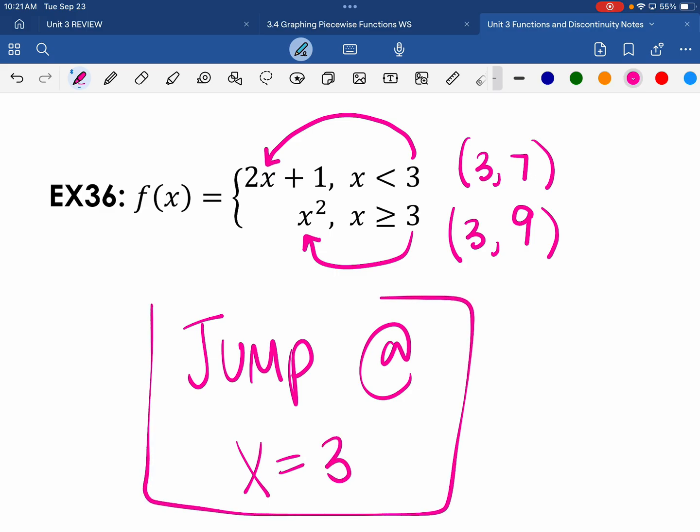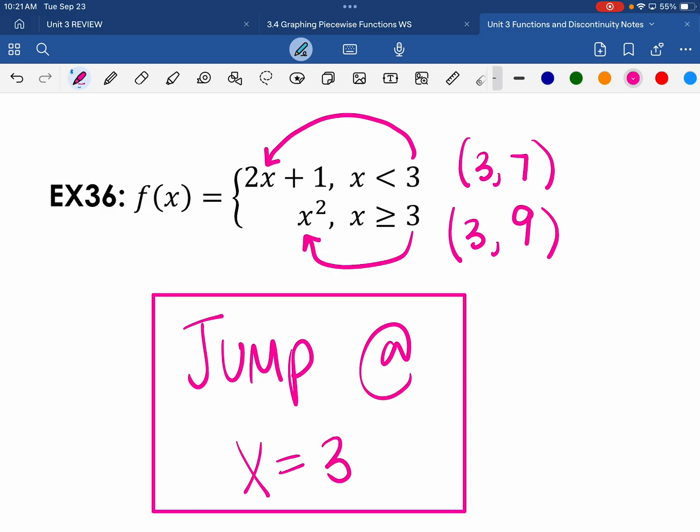Yeah, so someone had a good question for me. They asked, are these x values always going to be the same? Yes. So these guys here should be the same number that you're plugging in when you're checking for jumps.